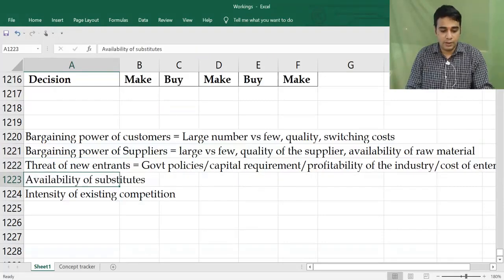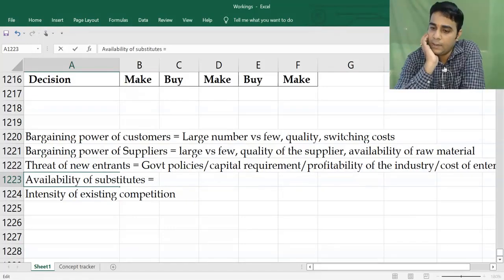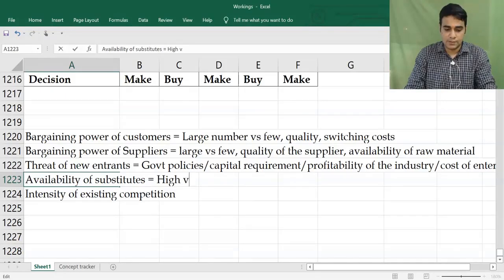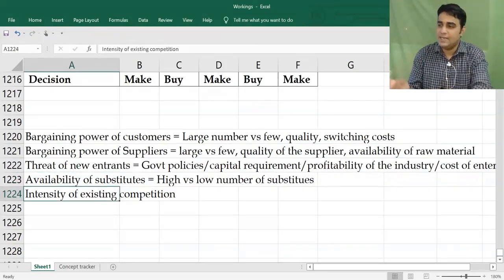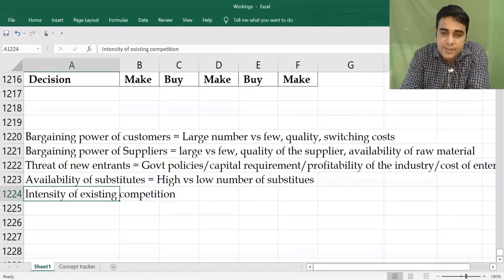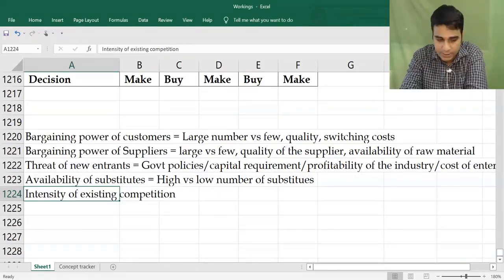What about your substitutes? How does this influence? What are the points to be considered here? Number of substitutes, high versus low number of substitutes. I think I don't see anything else. We'll see the answer, but I see this is the one important point. If you have a higher number of substitutes, again it's a problem for you. If you are in an industry which has a higher number of substitute products, this will indirectly influence the bargaining power of customers, and that will cut down on your demand and your profitability.